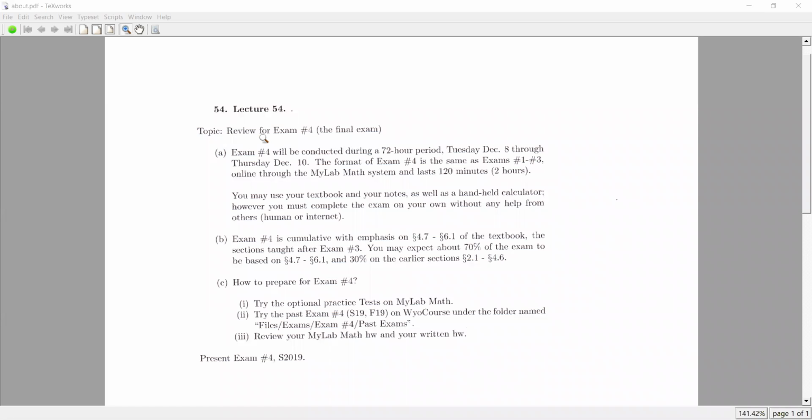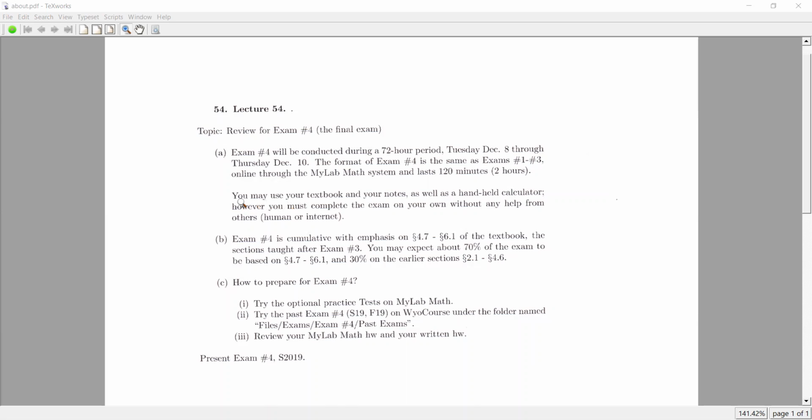Today is a review section for exam 4, the final exam. Exam 4 will be held between December the 8th and December the 10th, a 3-day period. The format of exam 4 is the same as the previous 3 exams, online through MyLab Math system. The only difference is the time for exam 4 is 2 hours. Each of the previous 3 exams is only 1 hour and 45 minutes, but this time 2 hours.